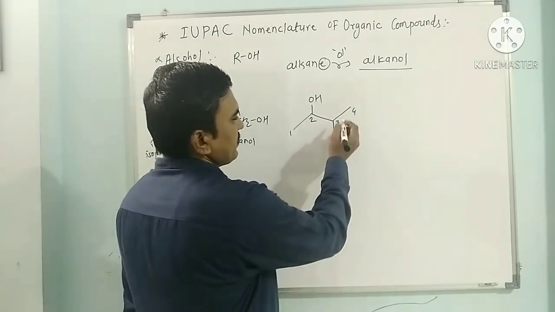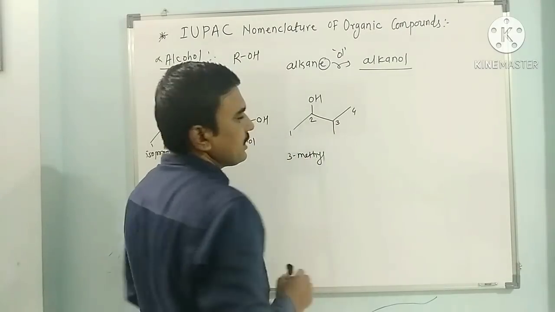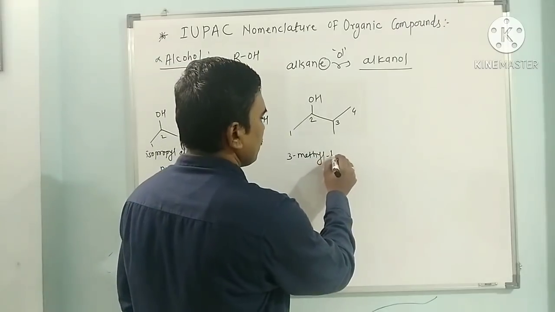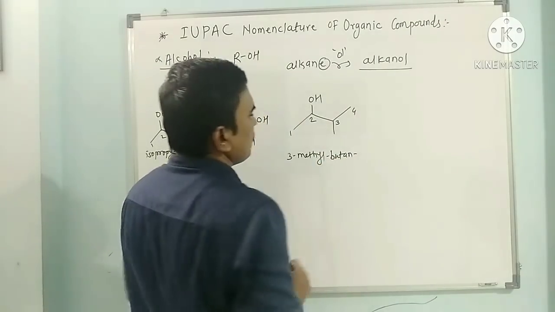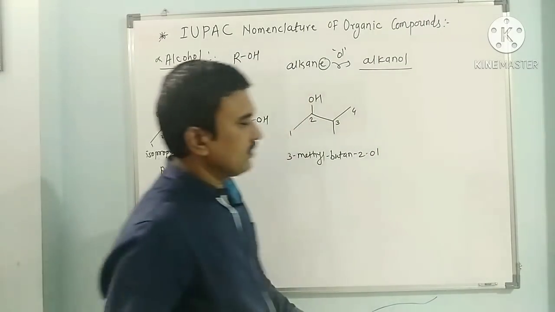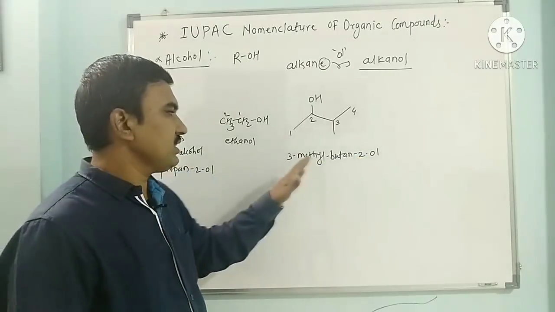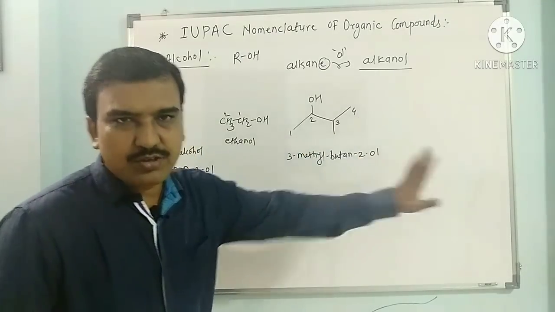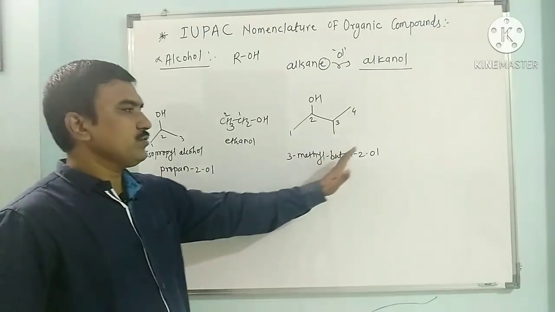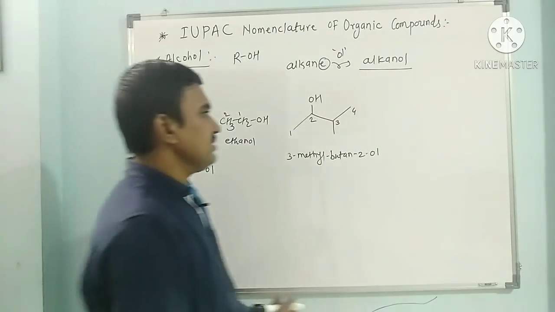So here it is 3-methyl. How many carbons? 4 carbons, butane. The second carbon has OH, 2-ol. So it is 3-methyl butane 2-ol or 3-methyl 2-butanol. You can call it 3-methyl 2-butanol. So in this way we can name these alcohols.